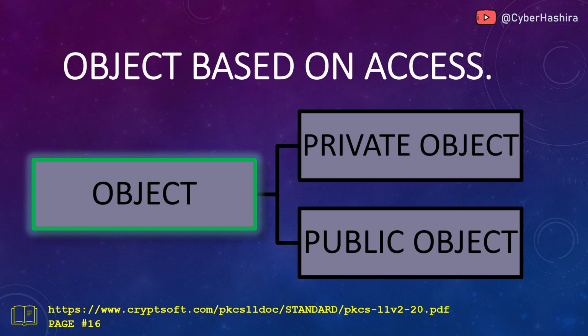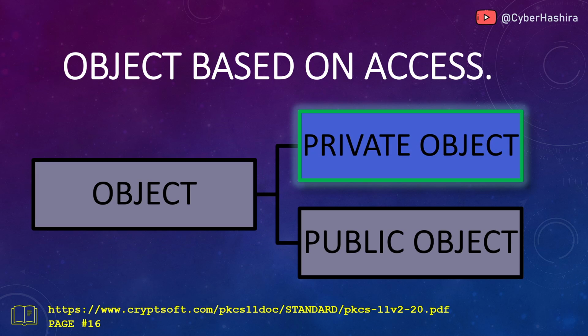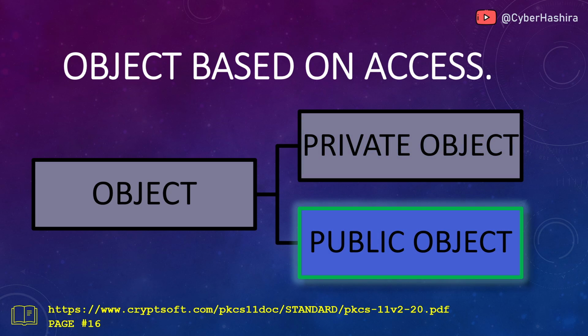Objects in PKCS 11 can be identified based on how they can be accessed. They are public object and a private object. I am not talking about public key or a private key. Please don't get confused. I am talking about objects. This information is available on page 16. A private object can only be accessed after you have authenticated. So if there's a key which is set as a private object, you won't be able to access that key if you're not logged in. A private object cannot be accessed without first authenticating to a token. Access to a public object is allowed even if you're not authenticated.